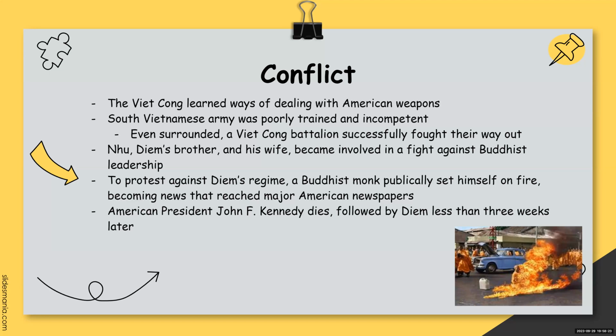And Nhu and his wife became involved in a fight against Buddhist leadership because they were Catholic, I believe. So they started spreading Catholic beliefs. And to protest against Diem's regime, a Buddhist monk publicly set himself on fire, as you can see in the bottom right. And it became news that reached major American newspapers. This would later make the US more reluctant to send support. And also, John F. Kennedy dies, followed by Diem less than 3 weeks later.